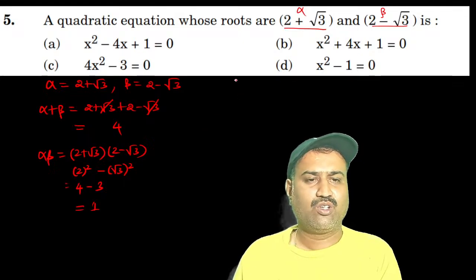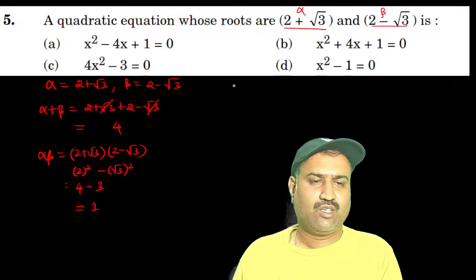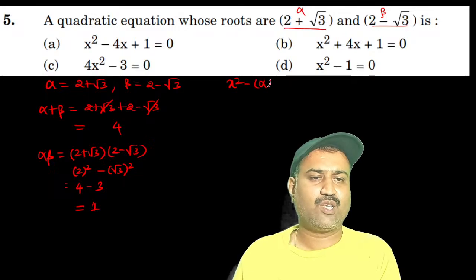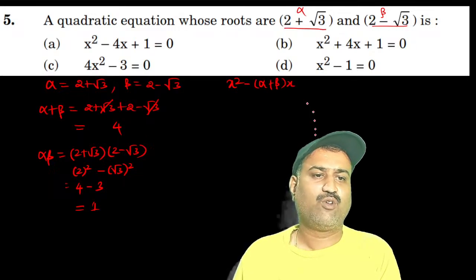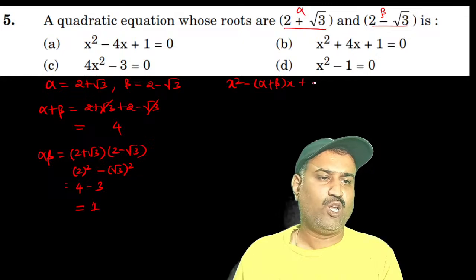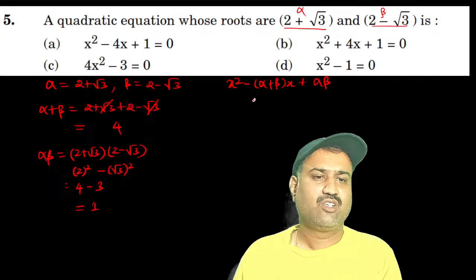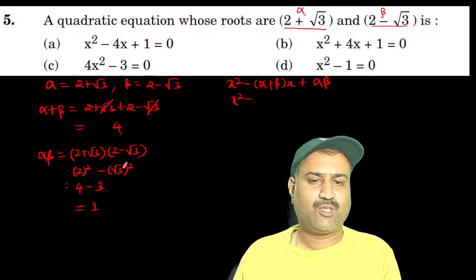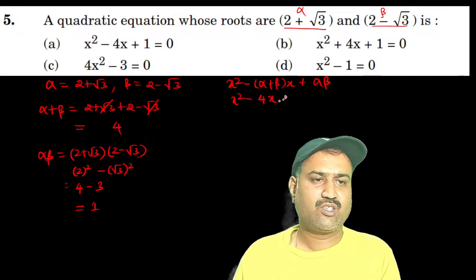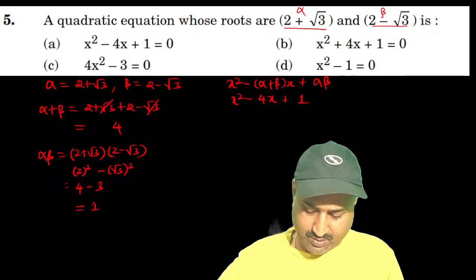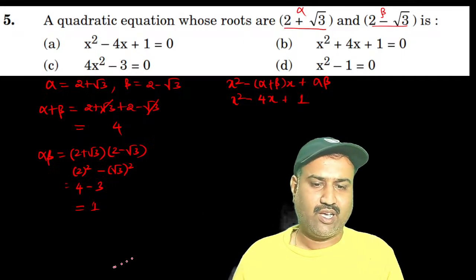Therefore, I know how to write the polynomial when I know the product of zeros and sum of zeros, right? That is x square minus alpha plus beta into x plus alpha beta. This is the formula to write a polynomial when I know the sum of zeros and product of zeros. Now x square minus the sum of zeros, which is 4, so minus 4x, plus alpha beta, which is 1, right? Hope it is very clear. Again a very easy question.